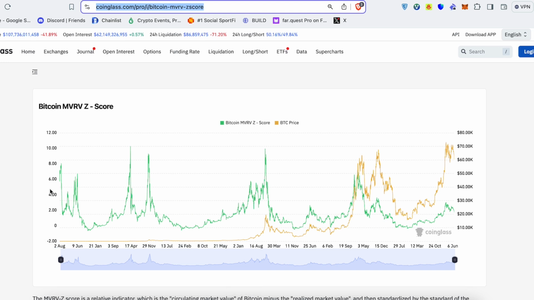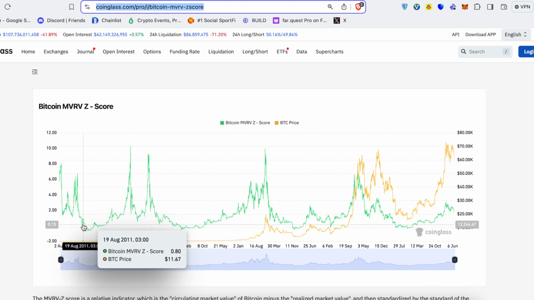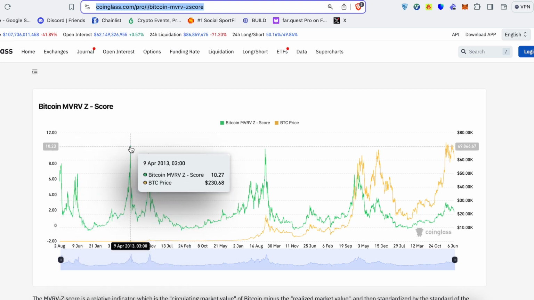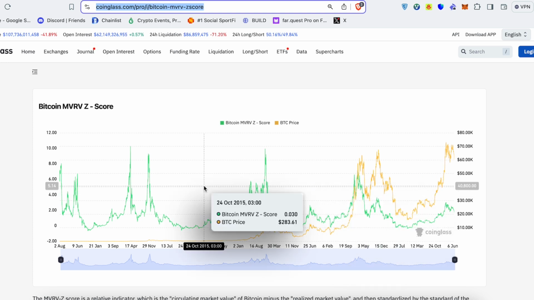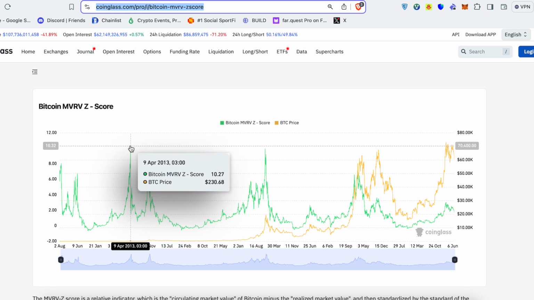On the left side, we have a scale with the numbers, and it's not necessary. So for example, if we hit a score of 10 here in 2013, we can't expect to repeat the same in 2024. The market capitalization and the volatility are absolutely different. Here's a score like a 10 on this indicator.